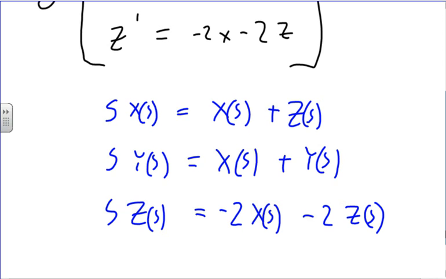Am I doing the right problem? No, I am not. Yes, I am. No, I'm not. X of 0 is 1. Y of 0 is 0. Z of 0 is 0. Okay, now I'm doing the right problem. So this is minus 1.